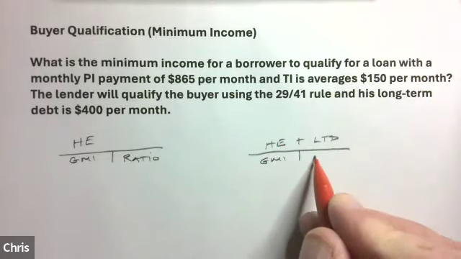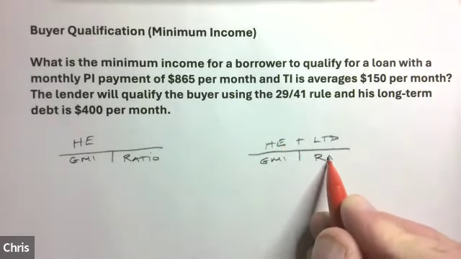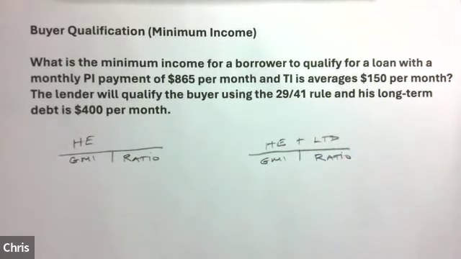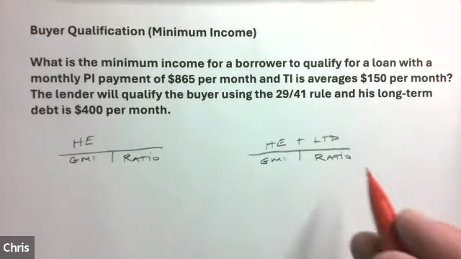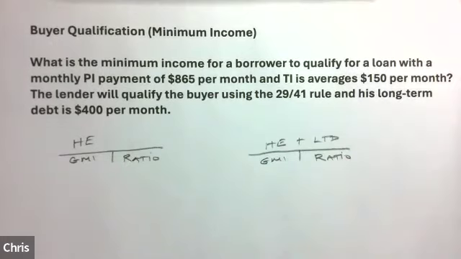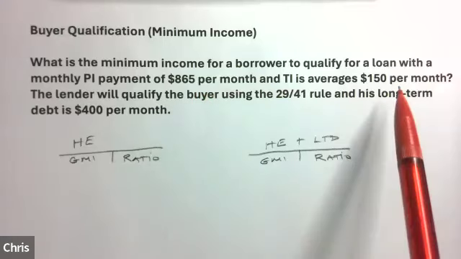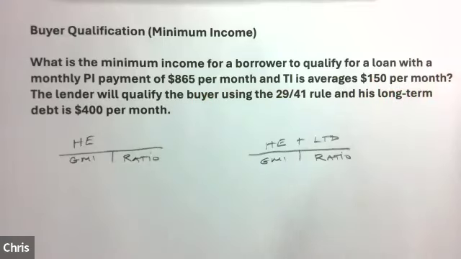Qualifying the buyer, two ratios. One, his housing ratio, his debt ratio, and then the other one is going to be his total debt ratio, which will be the back end. Okay. So let's start plugging things in. Hope something good happens. In this case, notice I'm giving you the monthly payment of $865 and taxes and insurance of $150. We've seen this one before.